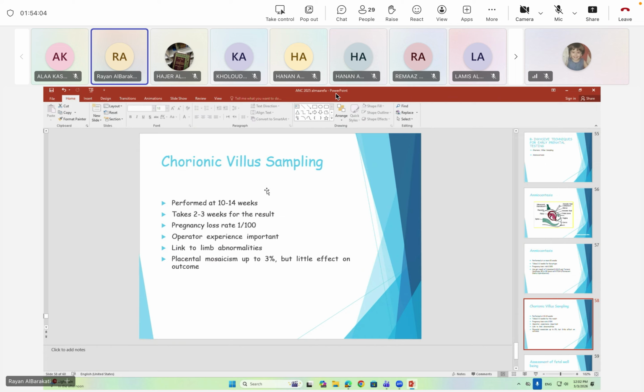What is the other technique? It is the chorionic villus sampling, the CVS. This is performed between 10 to 14 weeks. It takes 2 to 3 weeks for the result. The pregnancy loss rate is 1 in 100, so it is a higher risk. This is 1%. This one is 0.5%. It's done earlier, and we take the sample not from the fluid, we take it from the placenta. So it is linked to limb abnormalities and also placental mosaicism, which is up to 3%, but with little effect on the outcome.